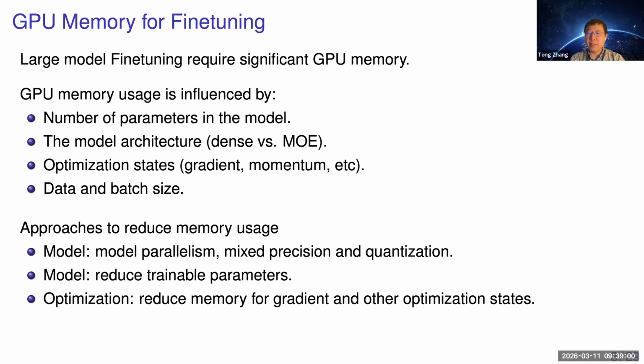Then you have optimization, essentially the optimization states in Adam, which are V and M. And then you have the data, and you either reduce the batch size, or you use so-called gradient checkpointing, which reduces the activations stored in the GPU. So basically, all these approaches align with whatever you want to do. And then we will go through these techniques one by one, the most important ones.